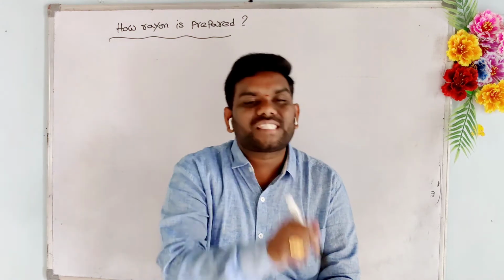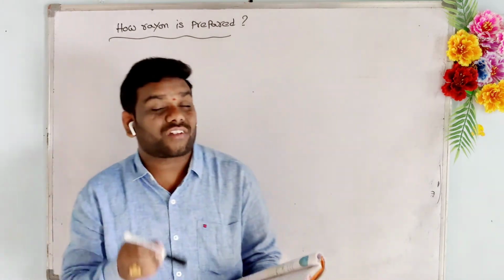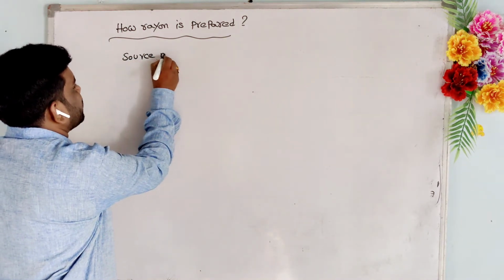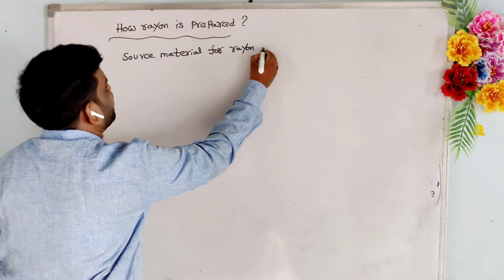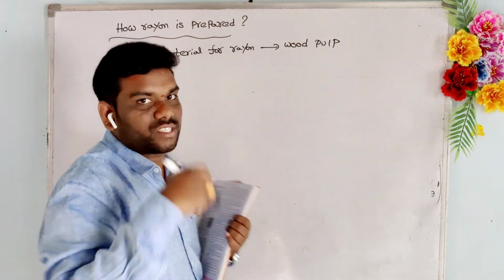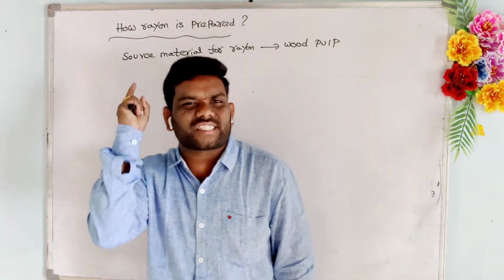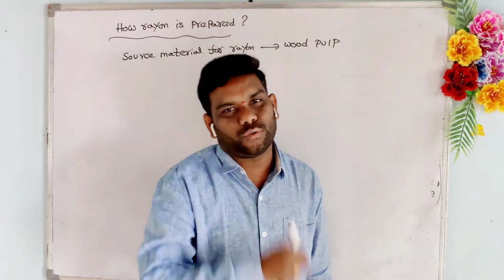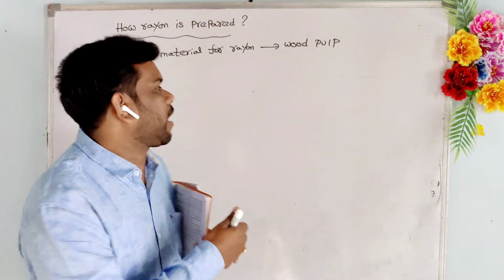But this material, so rayon is made up of... the source material for rayon is wood pulp. Yes, it is very important. Wood pulp. So actually it is only a synthetic fiber. It is made from plant cellulose. That's why this rayon fiber is also called cellulose fiber.